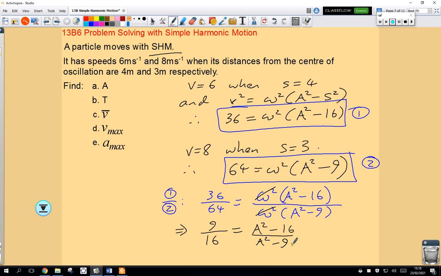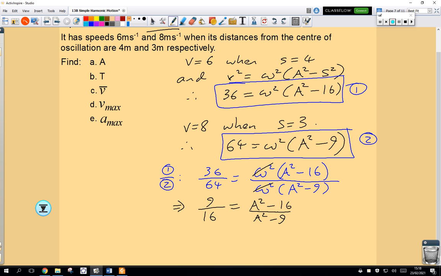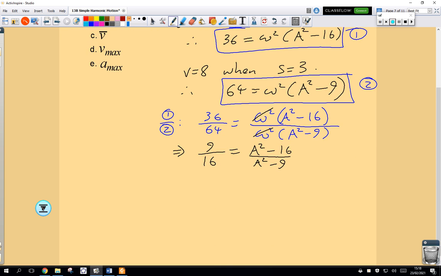And now, from here on in, it's just a really straightforward equation. I'm going to use another property of equations called the cross products property, which says if two single fractions are equal, then their cross products are equal. 9 times A squared minus 9 will give me 9A squared minus 81, which is going to be equal to 16 times A squared minus 16 squared, I think, is 256.